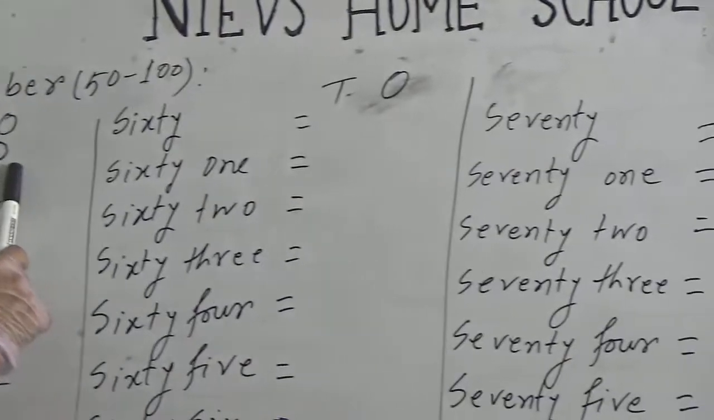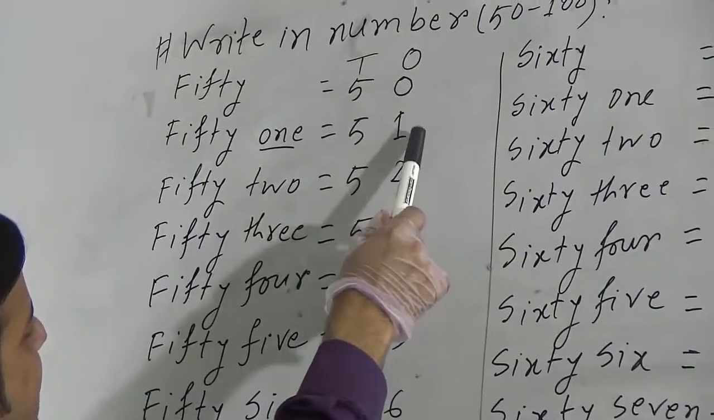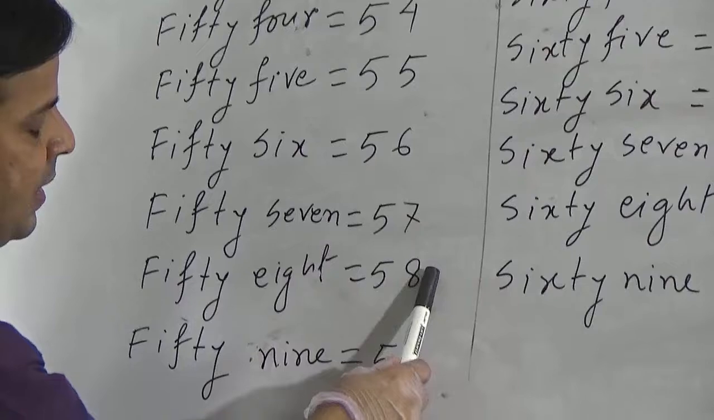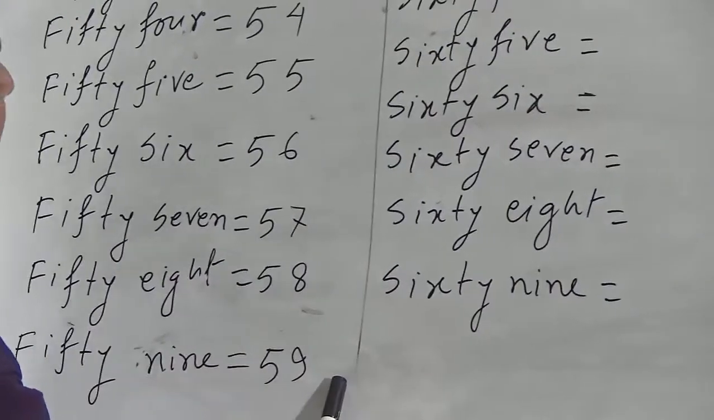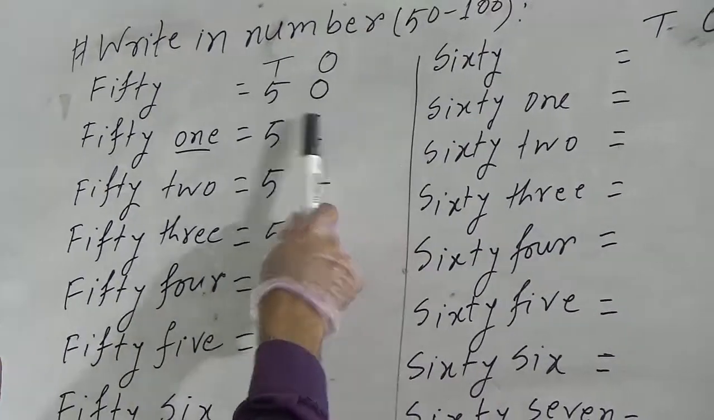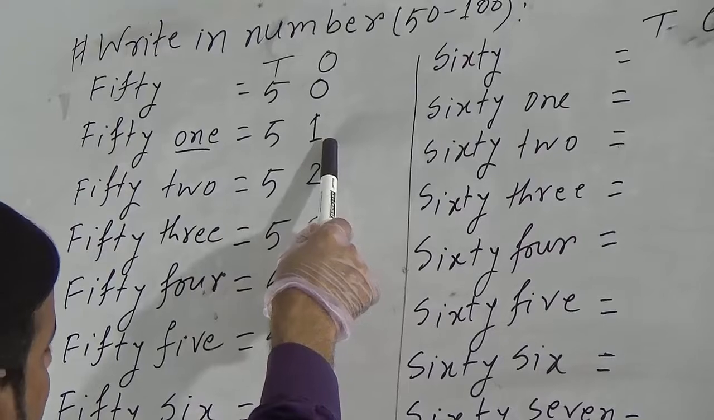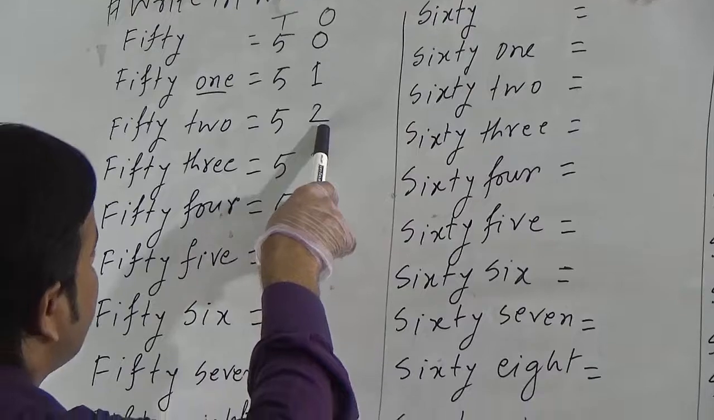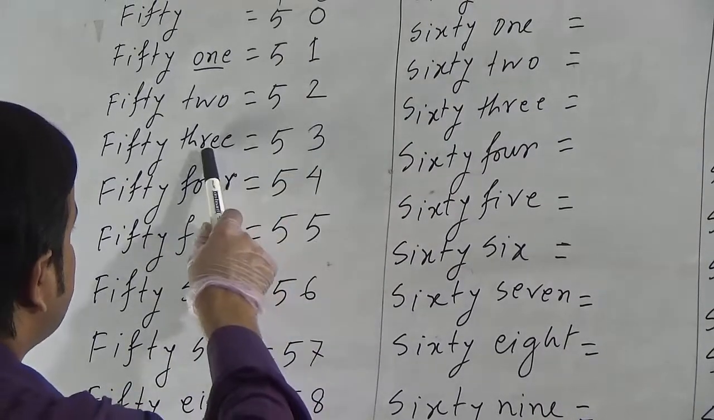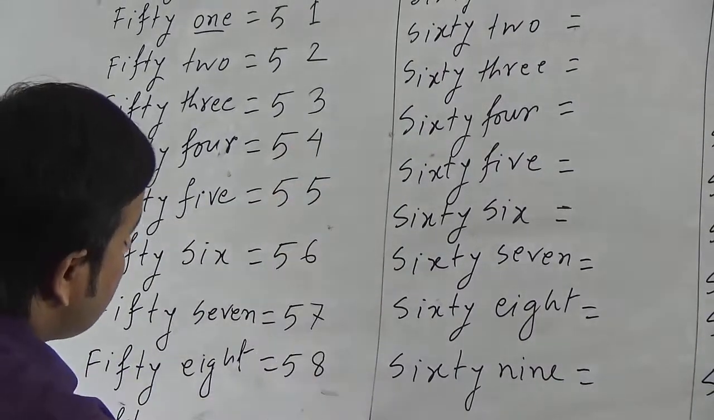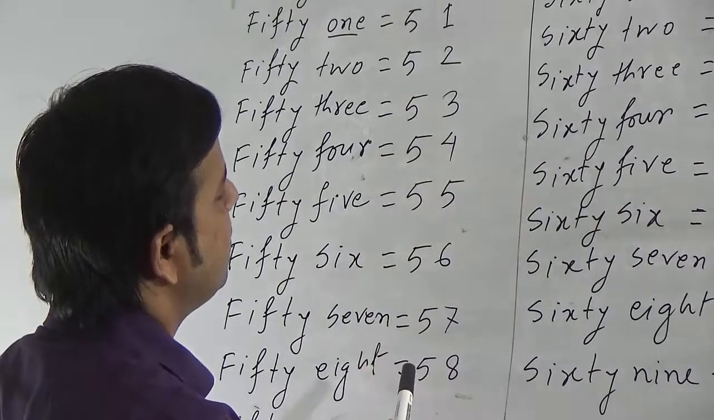Dear students, observe that after 50, here we are writing 51, 52, 53, 54, 55, 56, 57, 58 and 59. To write this, just we are changing the ones position. If it is 51, we are writing 1 in ones position. If it is 52, we are writing 2 in ones position. If it is 53, then 3 is in ones position. It means that just we will change the ones position every time.